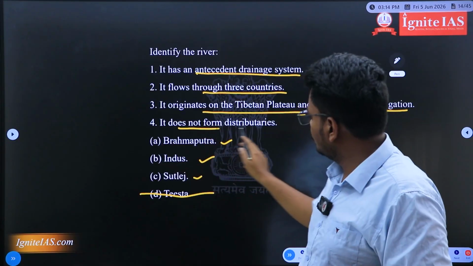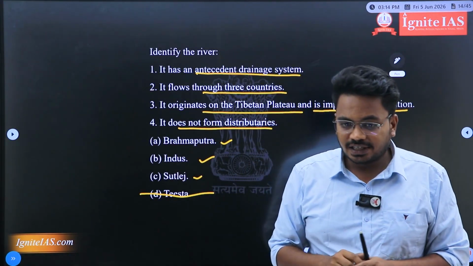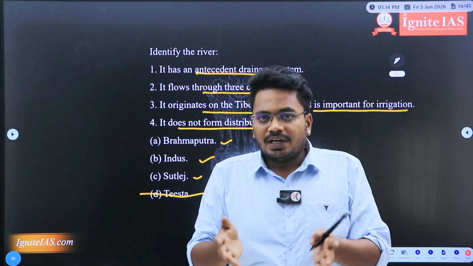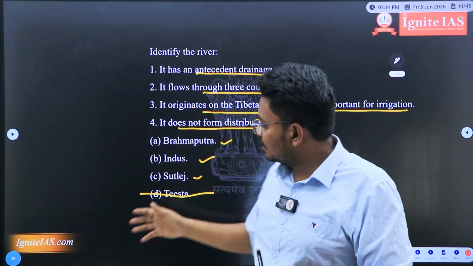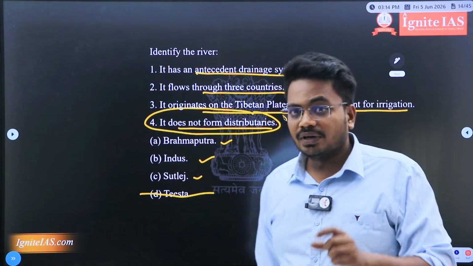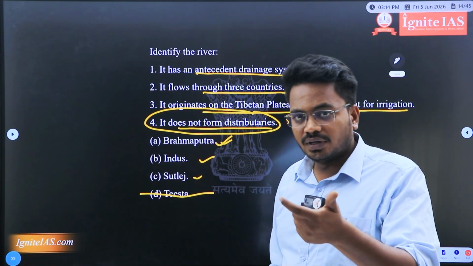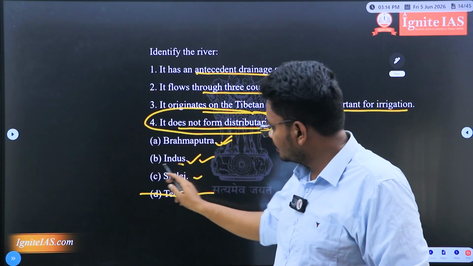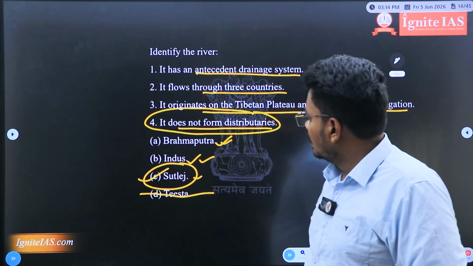Now the fourth one: it does not form distributaries. What is meant by distributary? A distributary is the river breaking into different other small rivers. What is meant by tributary? All small rivers combining and forming a big river. Here it says that out of these three rivers, one does not form any distributaries, that means it will not further break up into different rivers. Brahmaputra breaks into different distributaries, and Indus also breaks into different distributaries, and only Satluj does not break into distributaries.